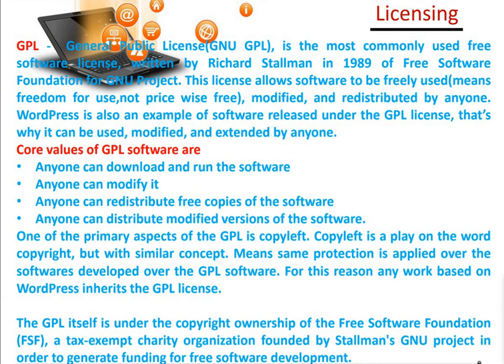Now we are talking about the GPL, General Public License, also known as GNU GPL, which is the most commonly used free software license, written by Richard Stallman in 1989. The Free Software Foundation's GNU project protects this license, which allows the software to be freely used, meaning freedom for use, not price-wise free, modified and redistributed by anyone. WordPress is also an example of software released under the GPL license.